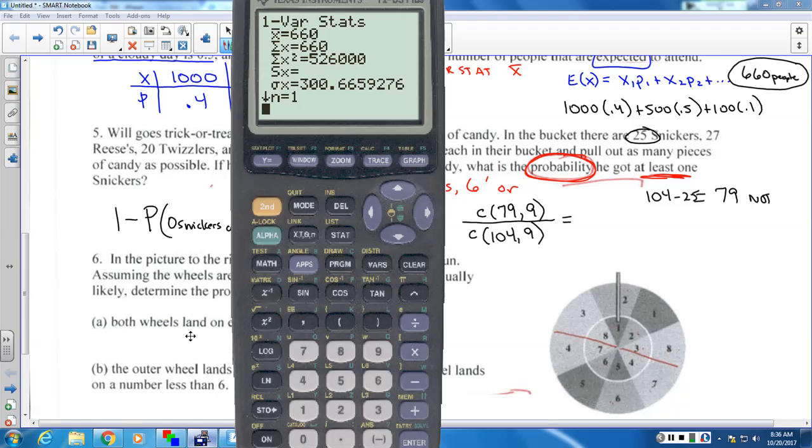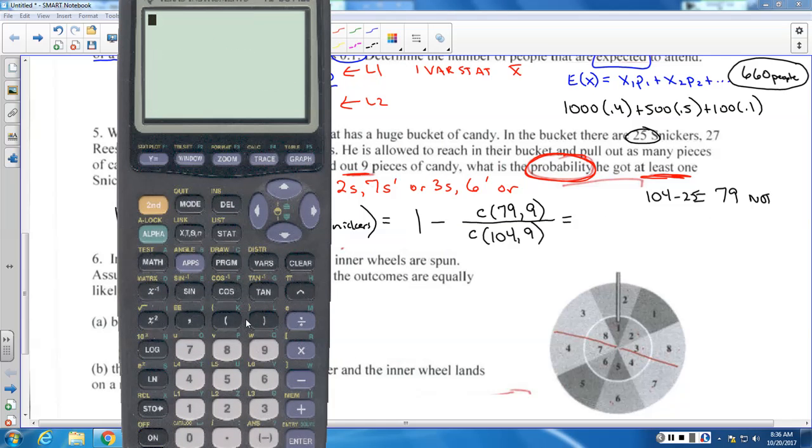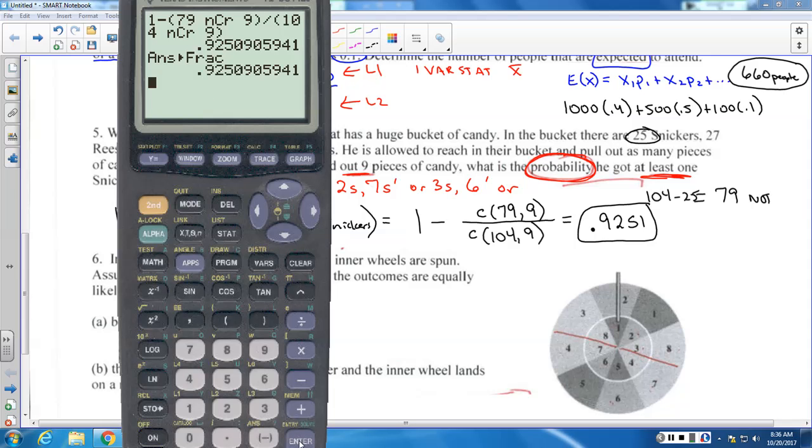So in my calculator, I'm going to do 1 minus 79, math, PRB, choose 9, divided by 104, math, PRB, choose 9. I get 0.9251. I don't know if it's a pretty fraction or not, math fraction. Doesn't do it. It's not good.